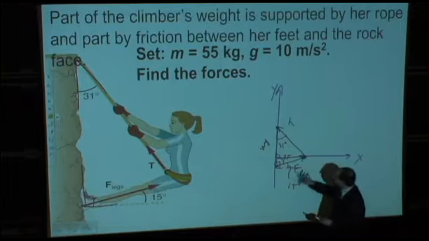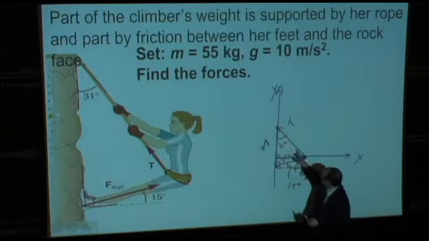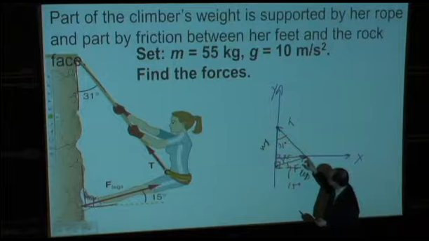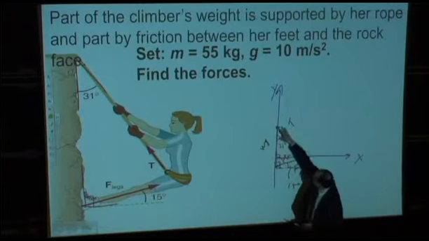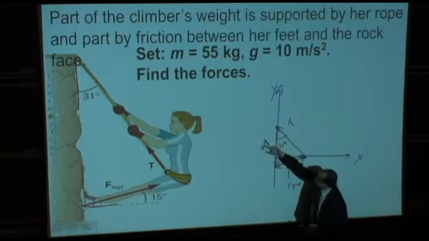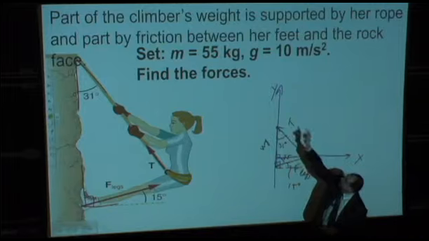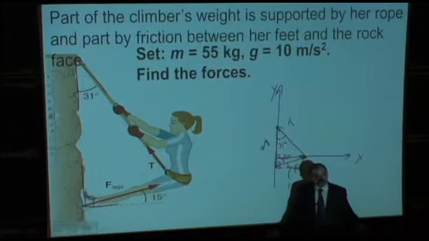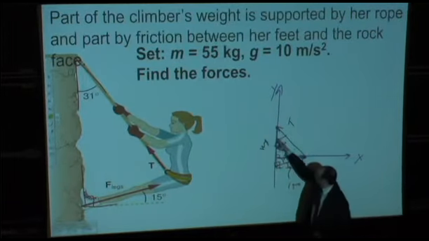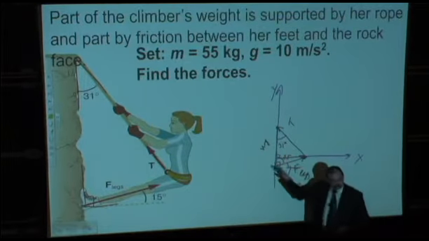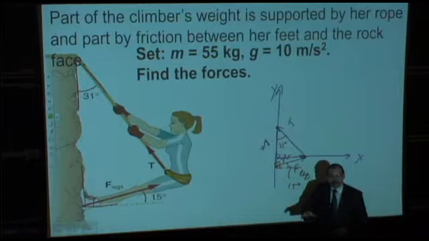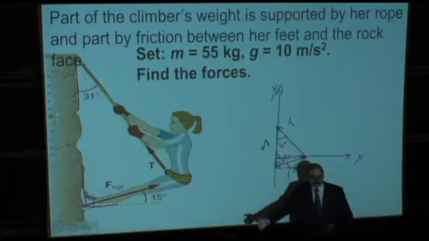Or another way, you see, this is a right angle triangle. You know all the angles, and you know that this plus this should be equal to the force of gravity, and force of gravity is 55 times 10, 550 newtons. So if you know one side, you can find all the angles. You need to know the angles. You can do the geometry, and you can find all other sides.